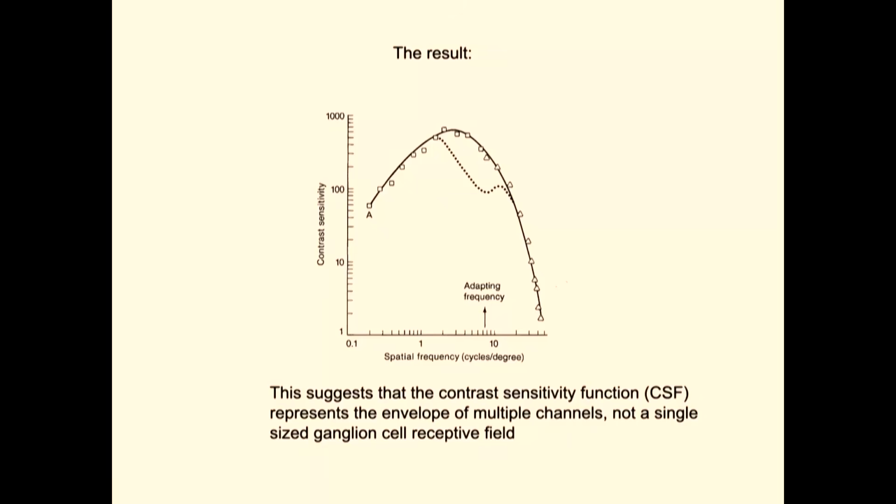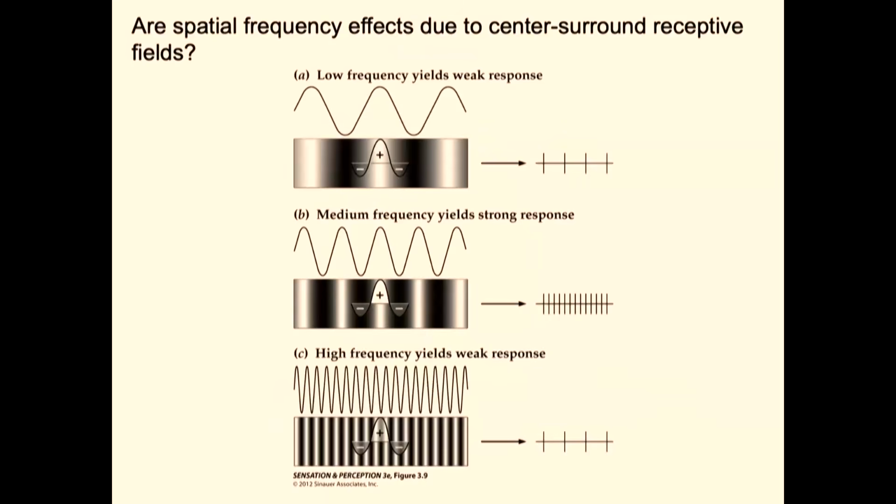Okay, so this suggests that this thing that we measure, called the contrast sensitivity function, represents the envelope of a whole bunch of different channels rather than a single mechanism, a single receptive field. Now this doesn't tell us where these channels might originate in the visual system, right? And that's a question that we can ask. So one possibility is that these spatial frequency channels are actually due to center surround receptive fields, potentially in the retina or the LGN.